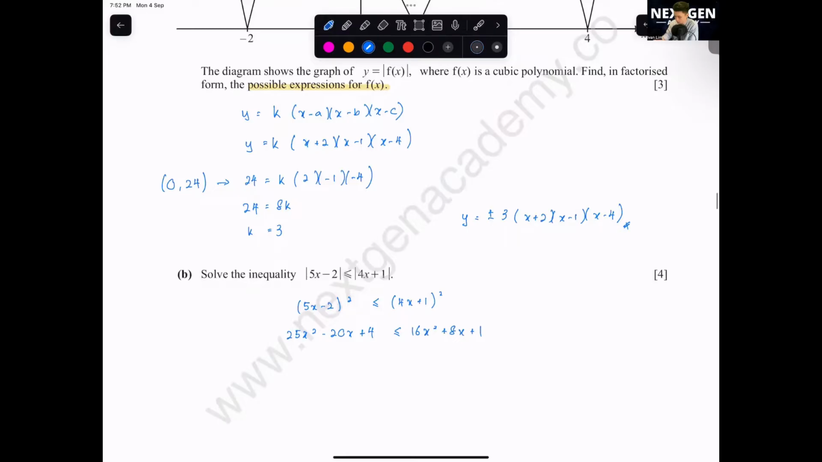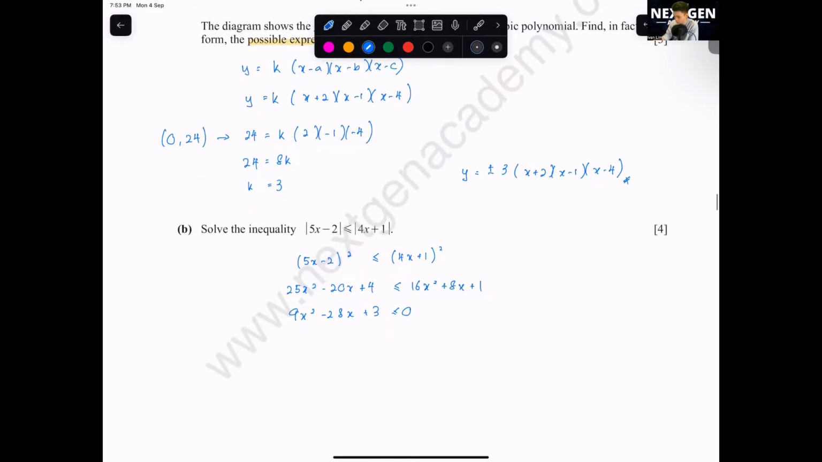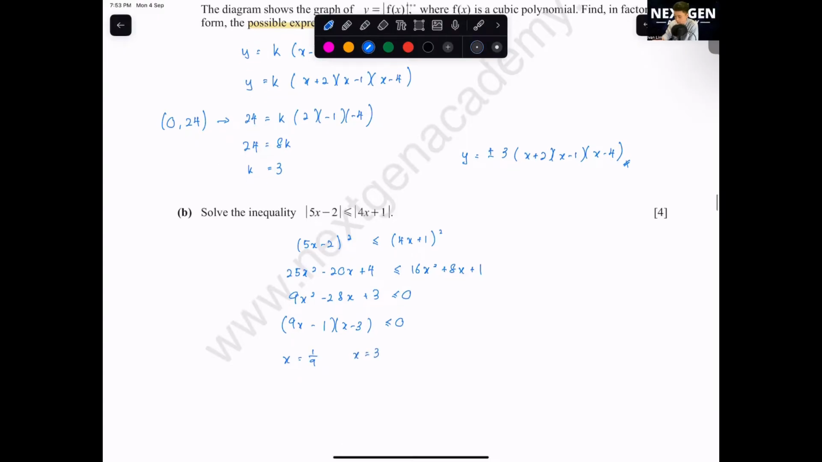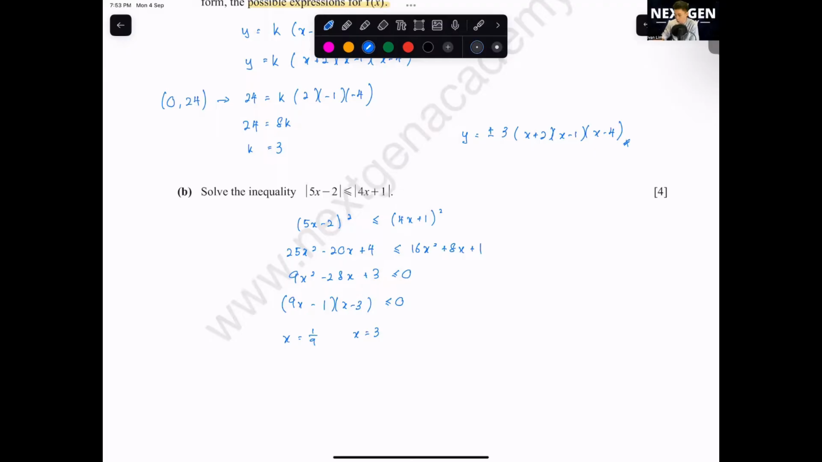Okay, bring it all to one side. 9x squared minus 28x plus 3 less than or equal to 0. Factorize it: (9x minus 1)(x minus 3) less than or equal to 0. Okay, find the x values: x equals 1 over 9, x equals 3. This is called a quadratic inequality.